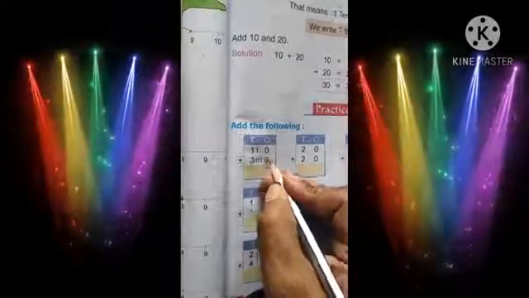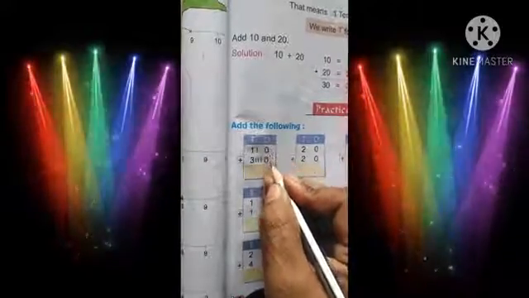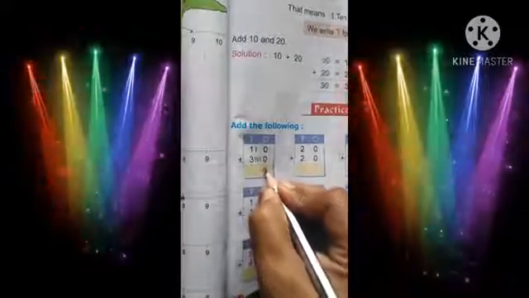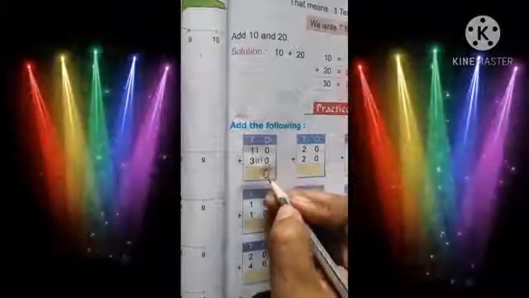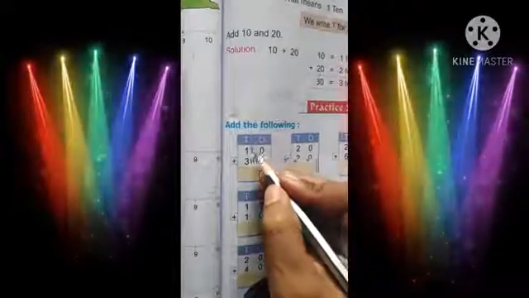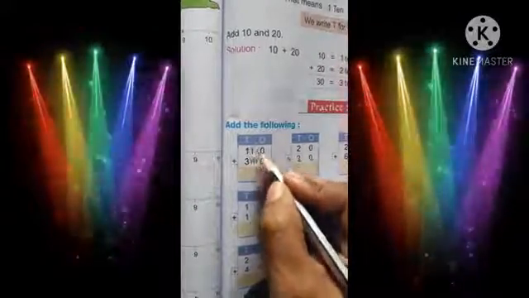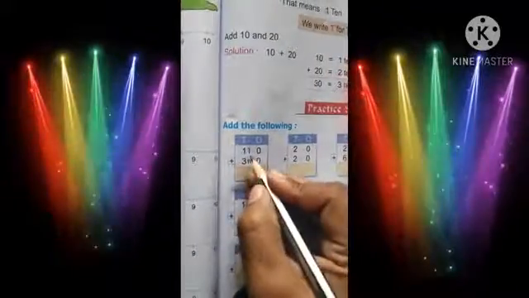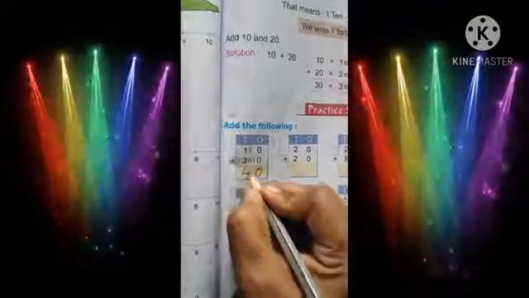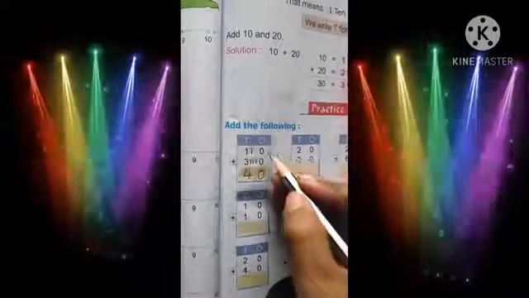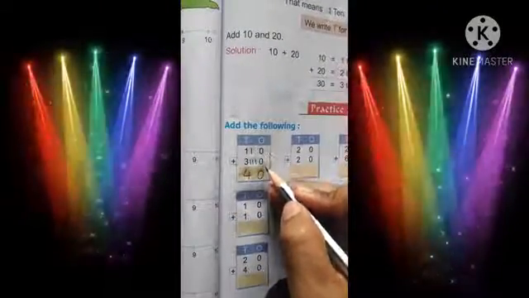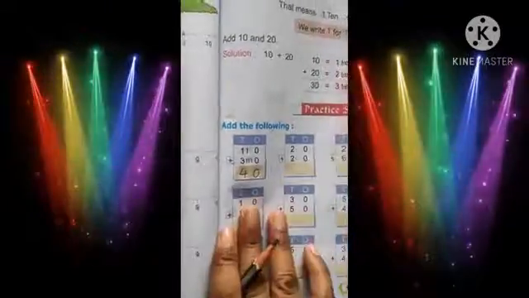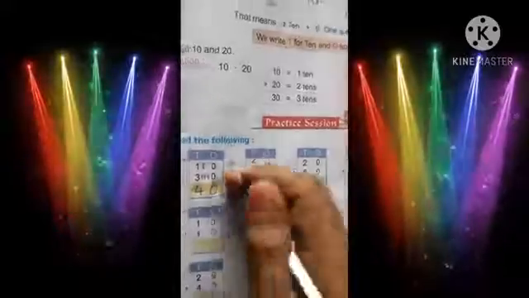0 will add with 0. There is not any line, so we will write here 0. 0 will add with 0 and we will get 0. And now we will add all these lines 1, 2, 3, 4. The sum of all these lines is 4. So if we add 10 with 30, we will get 40. So like this, you will do the next question.